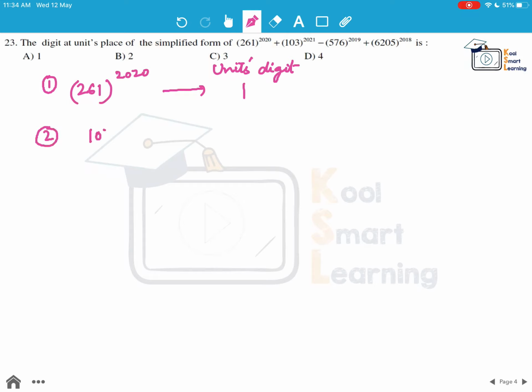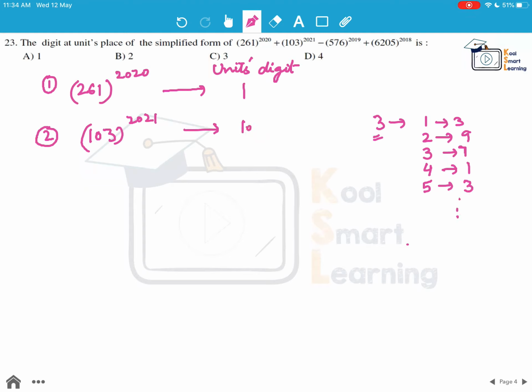Let's take the second one, which is 103 raised to power 2021. So for units digit of this, we know that for any number whose units digit is 3 raised to power something, we can find out the unit digit by 3 raised to power 1 will always be 3. 3 raised to power 2 will be units digit 9. 3 raised to power 3 will give you a units digit of 7. This number raised to the power 4 will give a units digit of 1, and with power of 5, it will again give a units digit of 3, and so on.